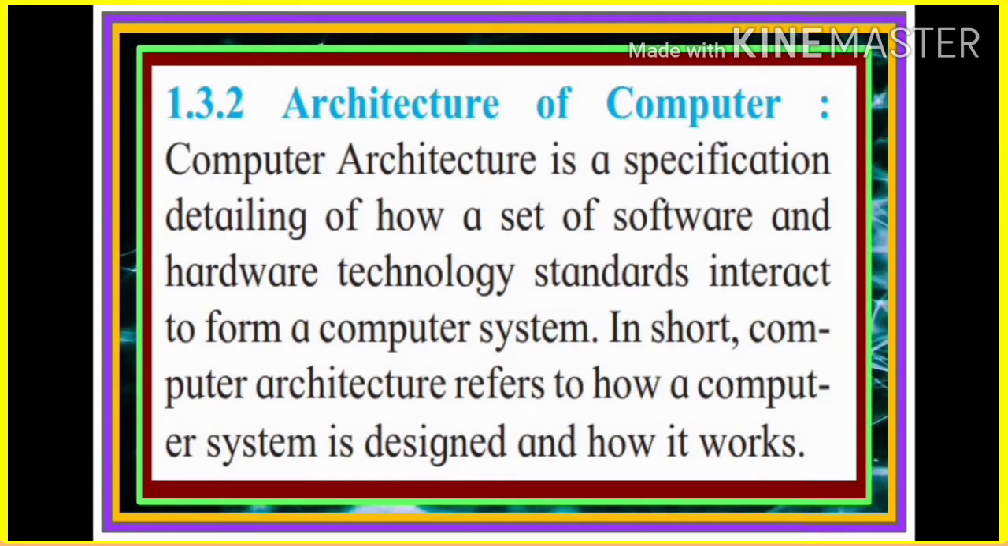Let's see the next topic, architecture of computer. Computer architecture is a specification detailing how a set of software and hardware technology standards interact to form a computer system. In short, computer architecture refers to how a computer system is designed and how it works. Means a computer architecture is a set of software and hardware interacting with each other to form a design of a computer system. Ultimately, this design of computer system describes how it works.